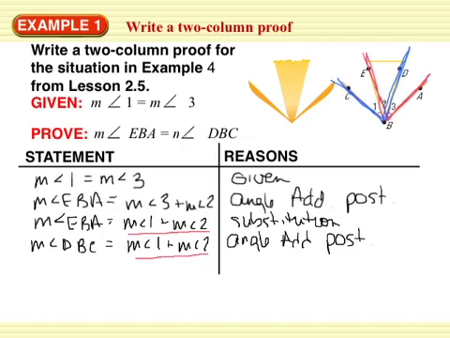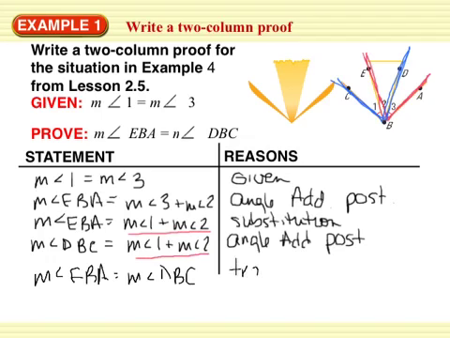So using the transitive property of equality, I can say that because the measure of angle EBA is the measure of angle 1 plus the measure of angle 2, the measure of angle DBC is the measure of angle 1 plus measure of angle 2, I can legally say that the measure of angle EBA is equal to the measure of angle DBC because of the transitive property of equality. And there, folks, is your first proof. Good job.